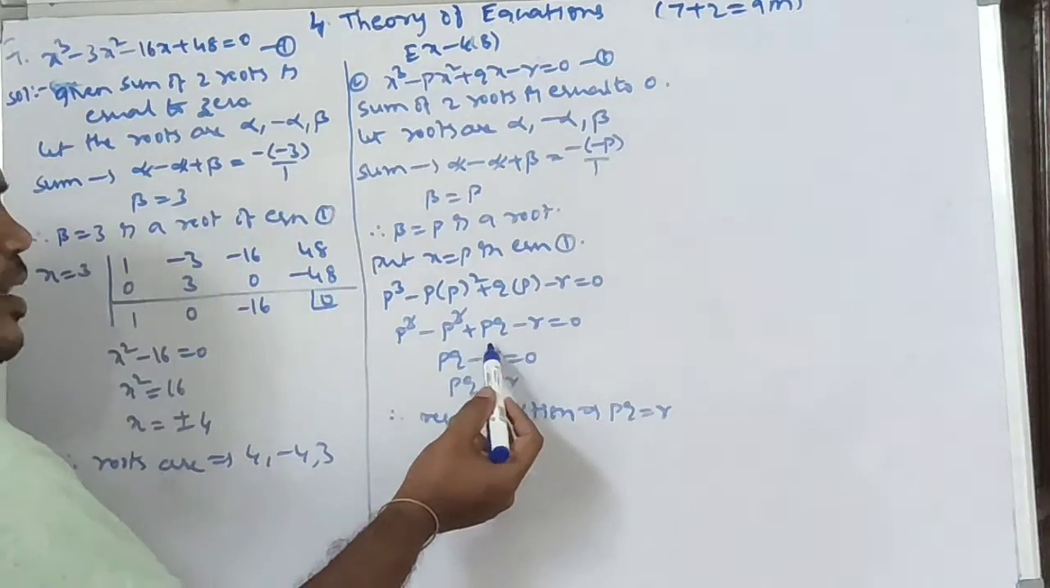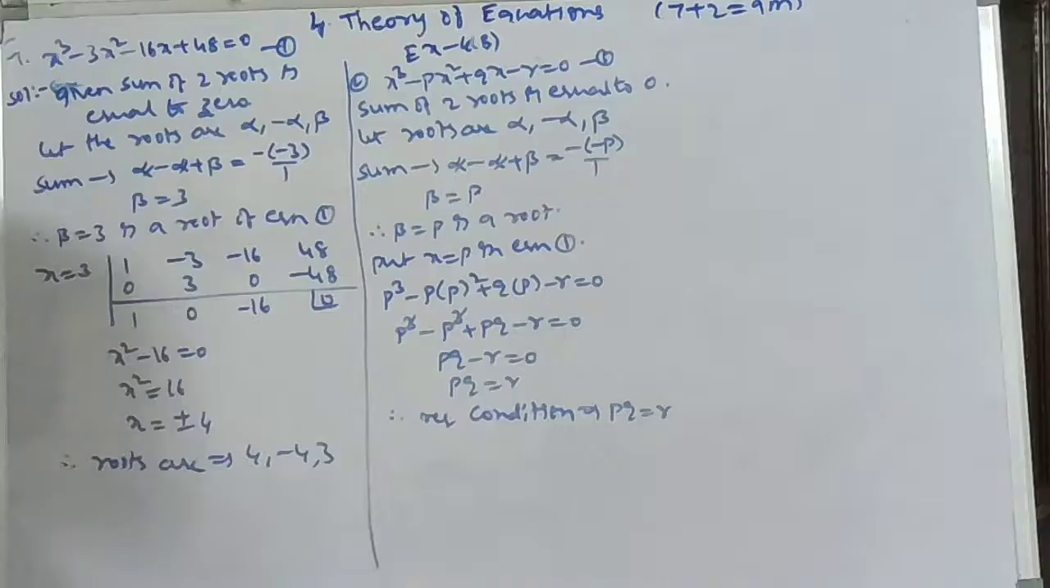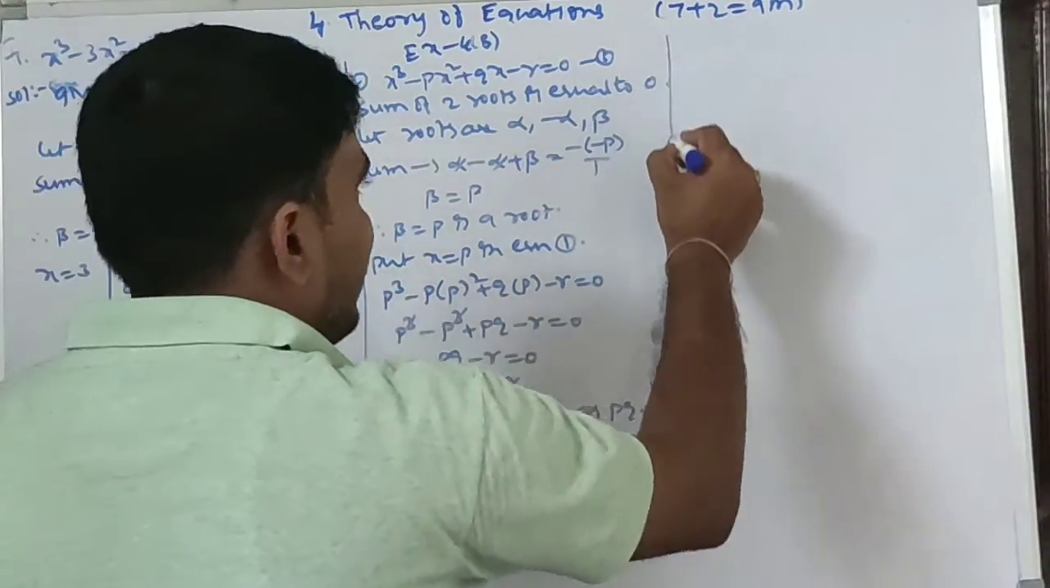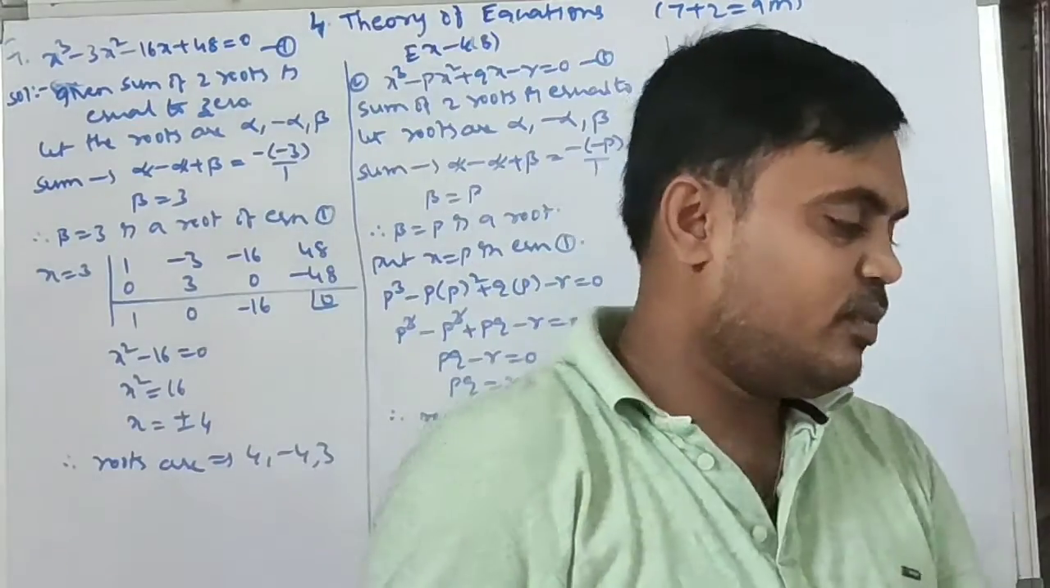Then you will get the remainder PQ minus R. Make PQ minus R equal to 0, PQ equal to R. If you want to check, you may check. So you will get the same result. So after second, I want to do the fourth one, not the third one, the fourth one.